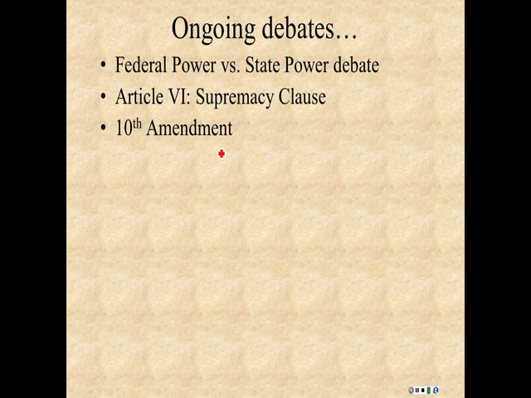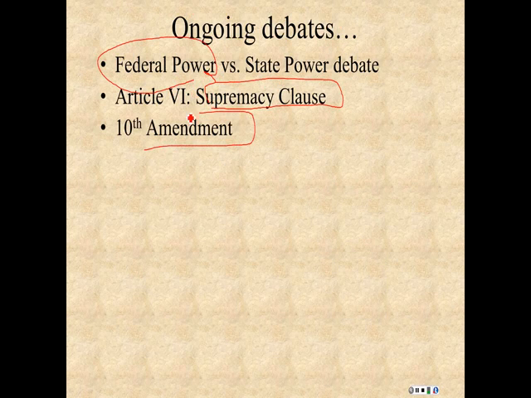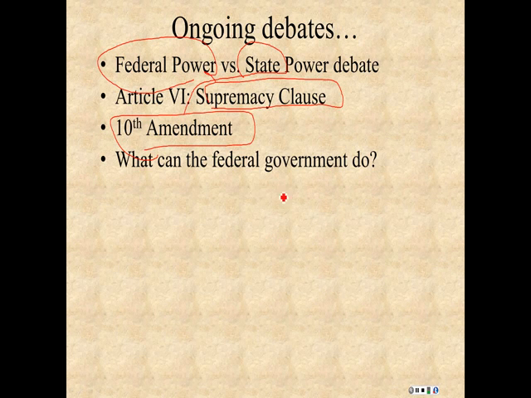I'm just trying to give you a sense that there's these ongoing debates between the power of the federal government and the power of states, the Supremacy Clause being those who would say federal power trumps state power, and the 10th Amendment being the argument for those who say that state power is at least equal to federal power. But the question is, what can the federal government do? What are the powers of the federal government?